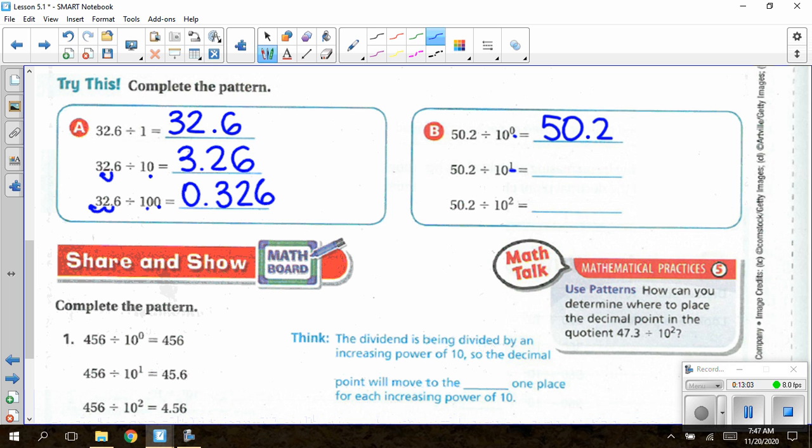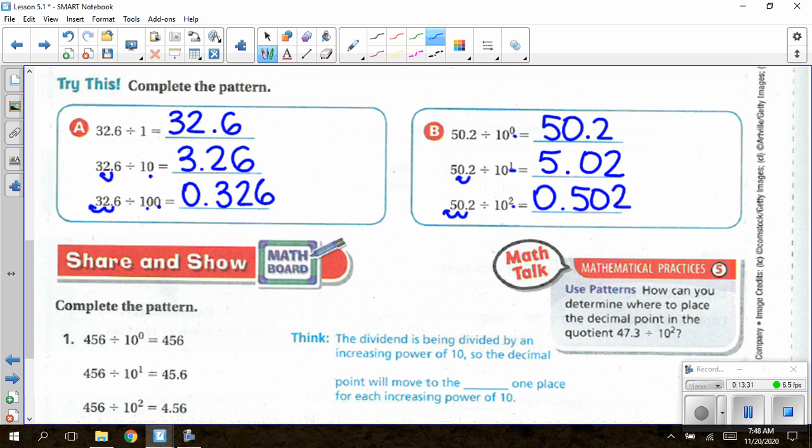Since it's dividing, it's to the left, and it's always from my decimal. So that does place my decimal in between the 5 and the 0. And then finally, divided by 10 to the second power, my exponent of 2 tells me 2 swoops. It's always to the left when I divide, and it's from the decimal. So I am left with 502 thousandths.